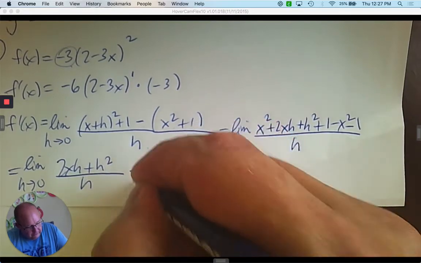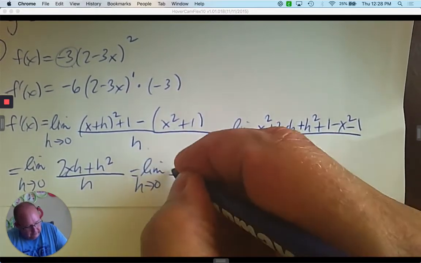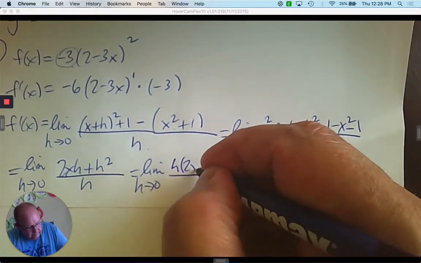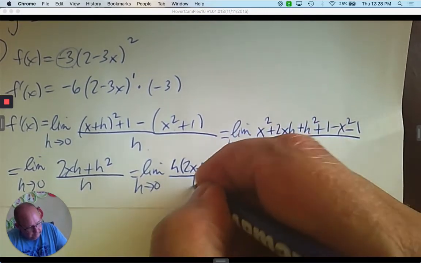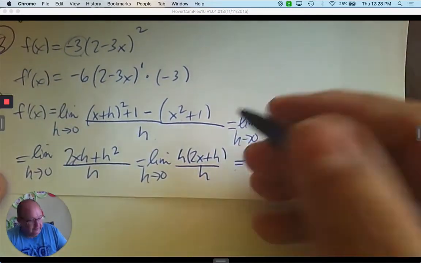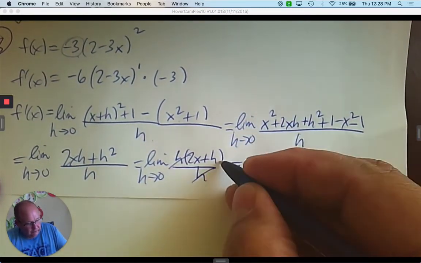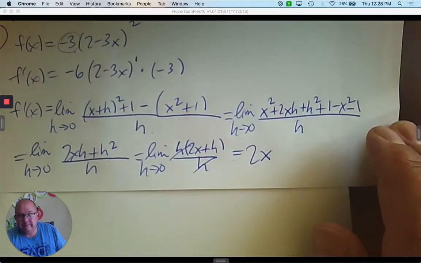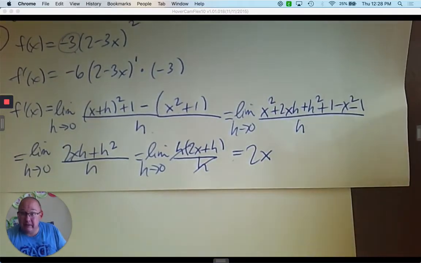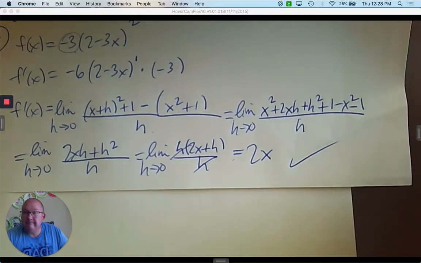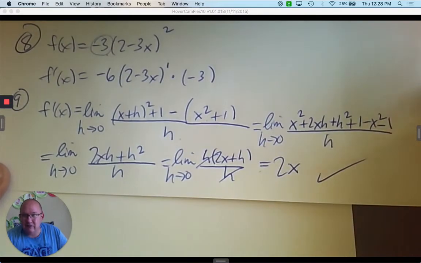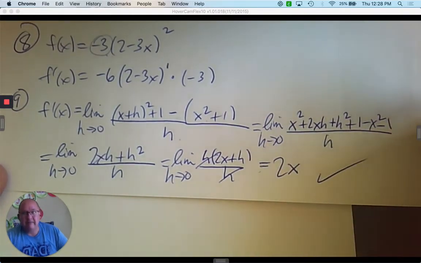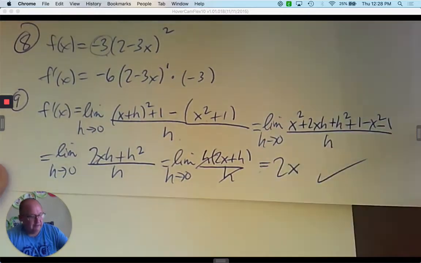Next, factor out, or you can divide out right now. But if I factor out an h, you can now see that the h's divide out, plug in 0, and you're left with 2x. And is that the answer if you just did the power rule? Yes. Perfect. But you didn't forget that a derivative at its foundation is to do a limit. Number 10.